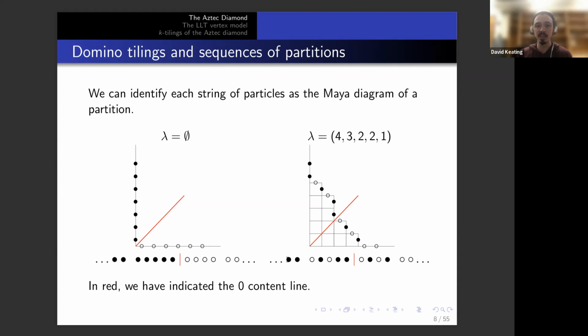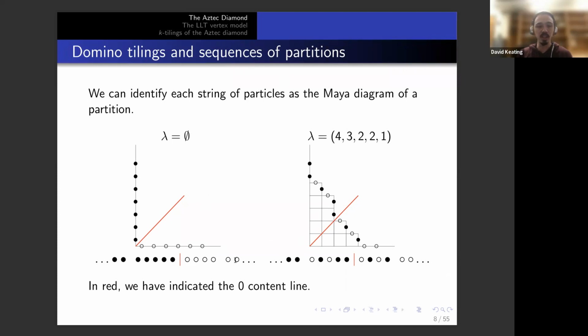So in this case, it goes particle, particle, then you see hole, particle, particle, and so on. So you can think of this as an infinite sequence where to the left, we have infinitely many particles, and to the right, we're going to have infinitely many holes. And so in this other example here, we have the empty partition. And in this case, we just have particles packed to the left and holes packed to the right.